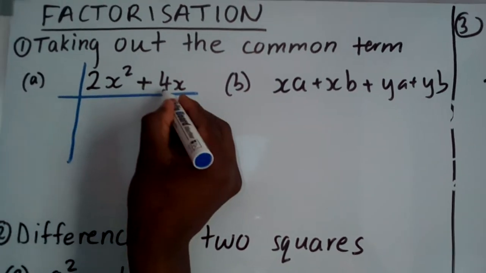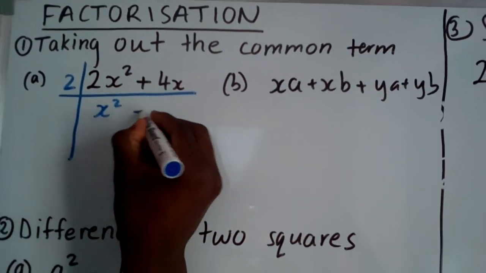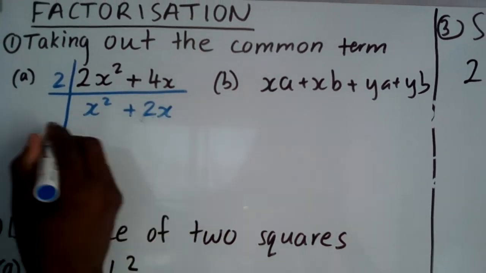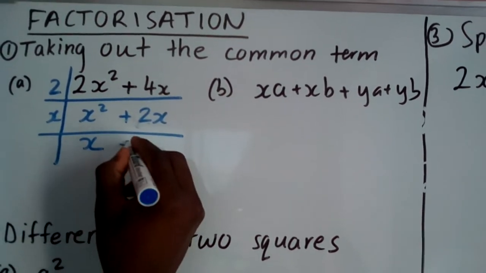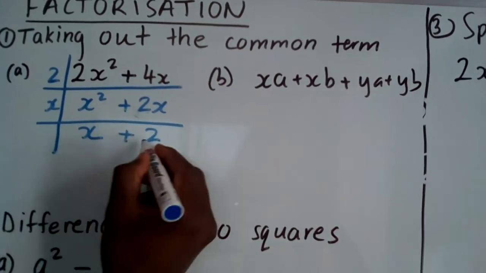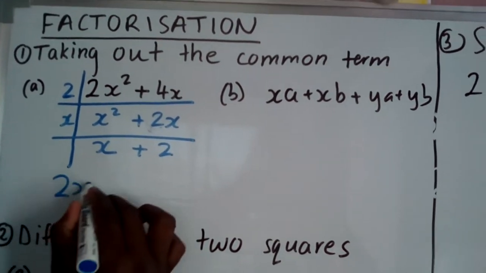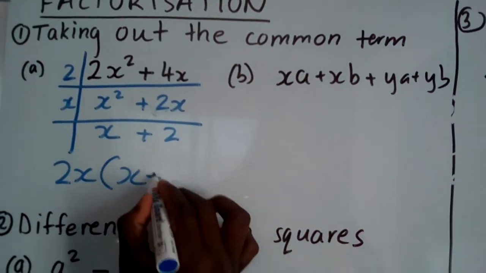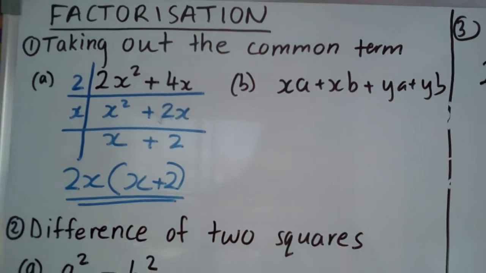We start with the numbers, take out 2, we are left with x squared plus 4 plus 2x. Then take out x, we are left with x plus 2. There is no other common term to take out. Therefore, our first factor is 2x, and in the bracket, our second factor is x plus 2.